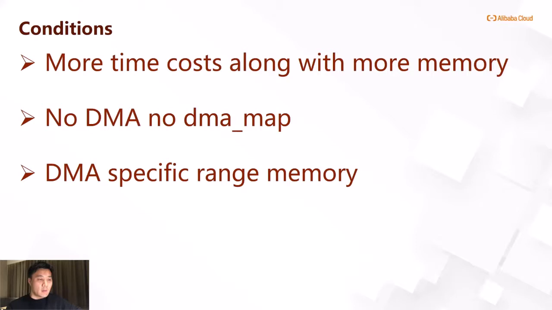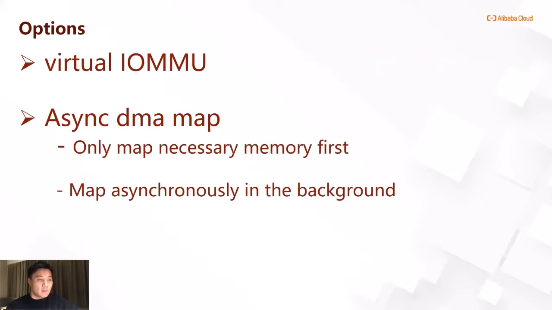But there is one important piece of information. DMA only touches a specific range of memory at a certain time. It gives us a chance to make optimization. Maybe we don't need to pin map all the guest memory during the creation of the VM. Based on these conditions, what options can we have? The first thing that comes to mind is the virtual IOMMU or para-virtualization IOMMU. It should be a good solution, but the implementation is very complex, and it also needs much development effort.